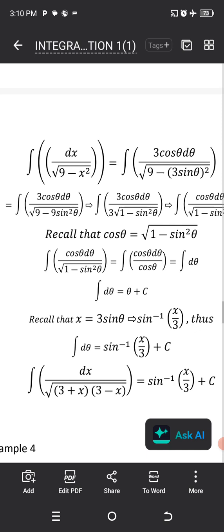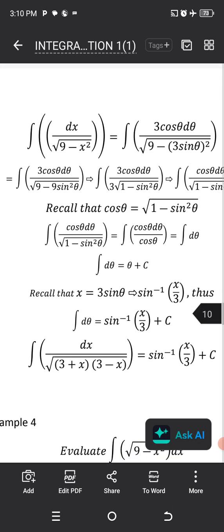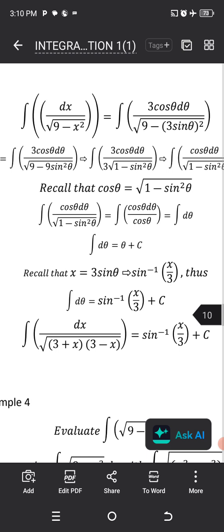Theta is equal to what? Arc sine, because we are replacing theta with x. Recall the relationship between them is x is equal to 3 sine theta, and making theta the subject of the formula, we have theta is equal to arc sine of x over 3. So thus the integration of the theta, which is equal to theta plus c, we now change to arc sine of x over 3 plus c. That is the final answer.